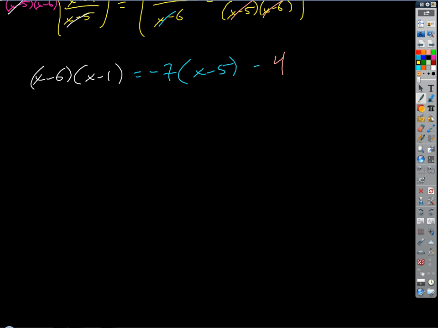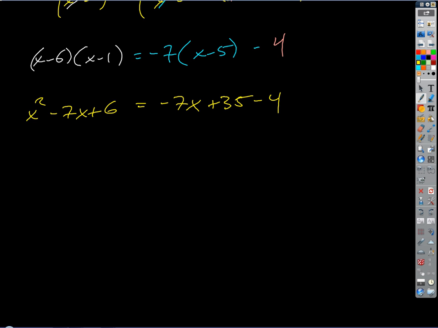So we'll expand this out. What's that going to give us? X squared minus 7x plus 6 equals negative 7x plus 35 minus 4. If I put that in standard form, let's see, the x's cancel, don't they? Add 7x to both sides. And I'm gonna get what? 31, so minus 25.